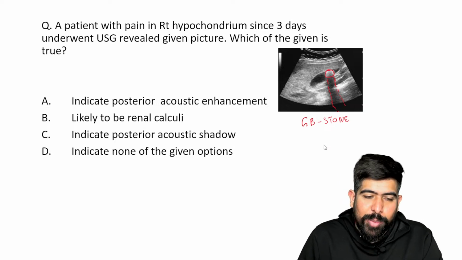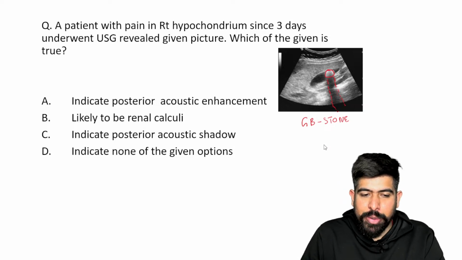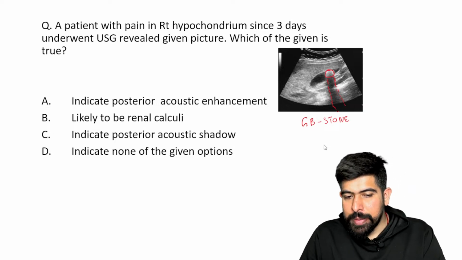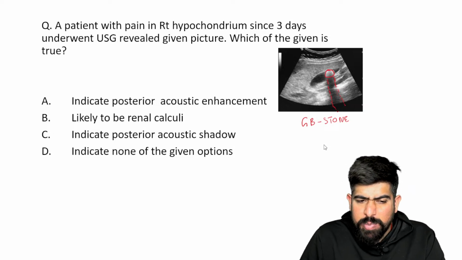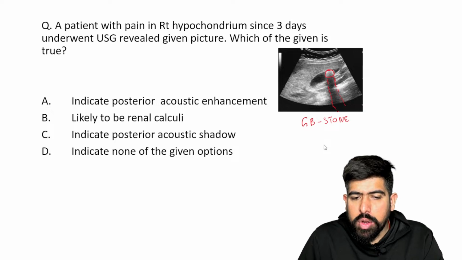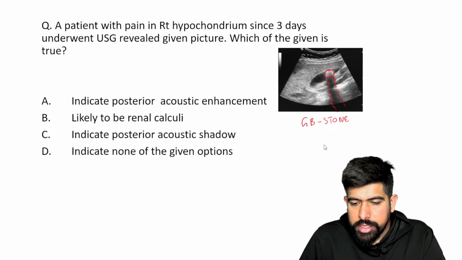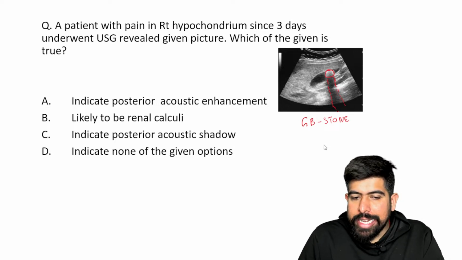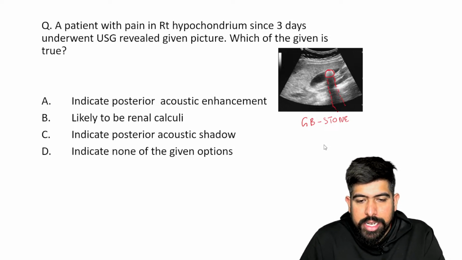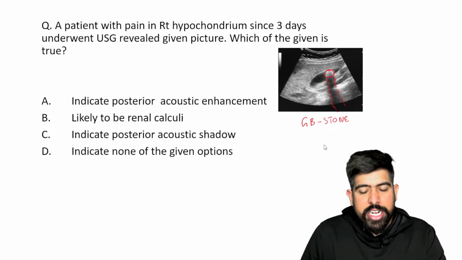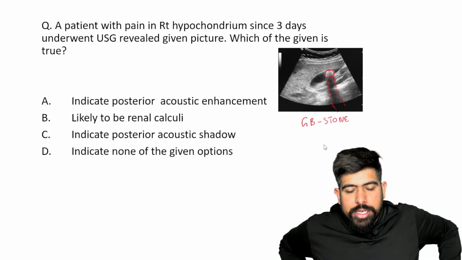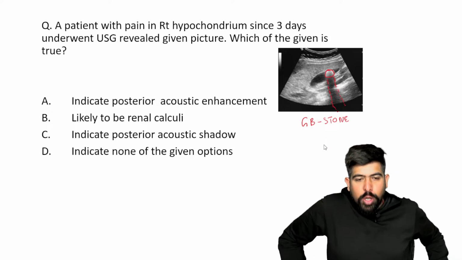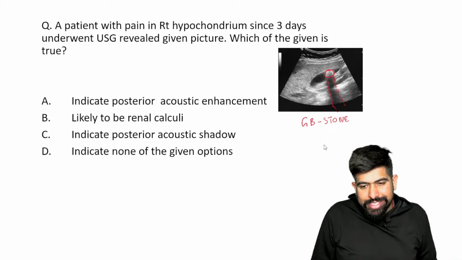Now tell me, what is the MCQ asking? What are the answers? The options are given to you. The first indicates posterior acoustic enhancement. No, it is not seen here. Secondly, they are asking is it likely to be a renal calculi? No, we have already diagnosed that this is the patient's gallbladder. So option B is not possible in this condition.